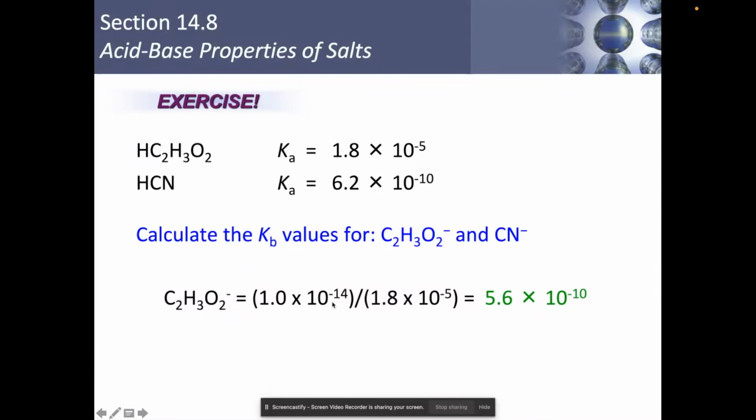So I take my Kw, I divide by the Ka, that gives me the Kb. So that would be the Kb for acetate. Pretty low. What about CN? Again, same thing. I get 1.6 times 10 to the negative 5.